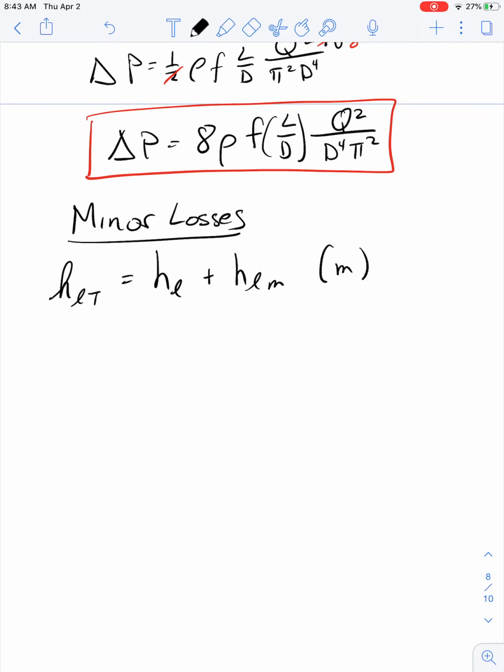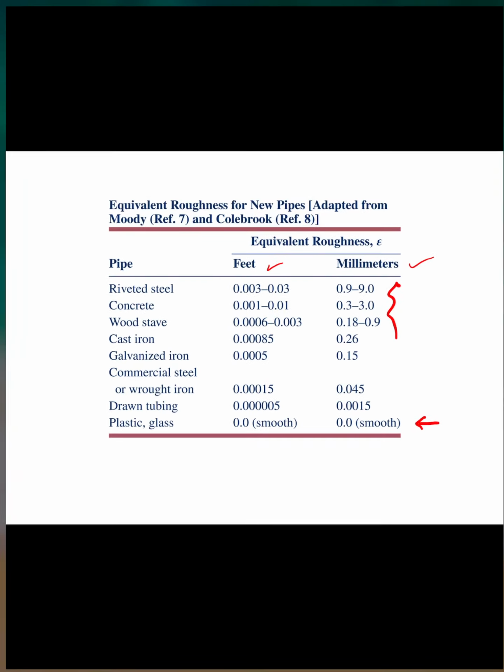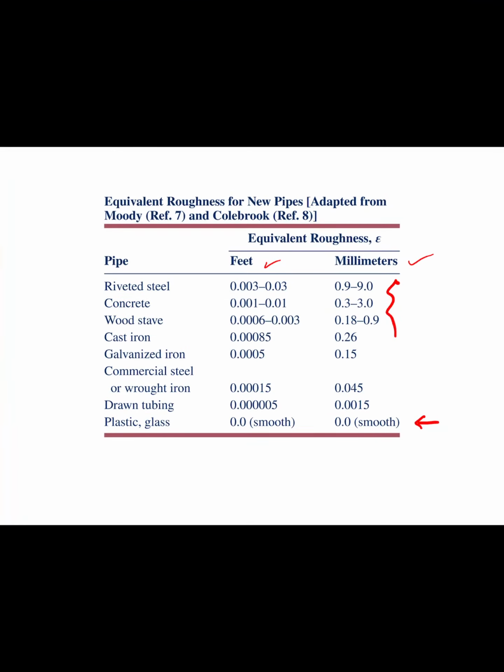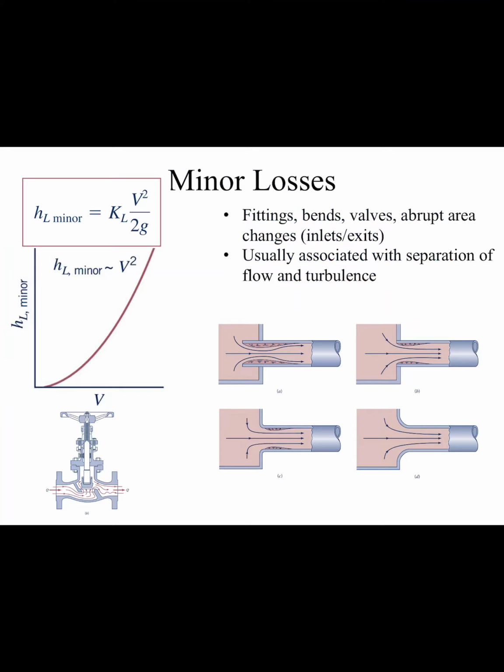And when we talk about minor losses, we're talking about things like fittings, bends, and valves. If we go back to our PowerPoint here, we're talking about minor losses. As before, we have this equation for the head loss: we have some loss coefficient K times V squared over 2g.